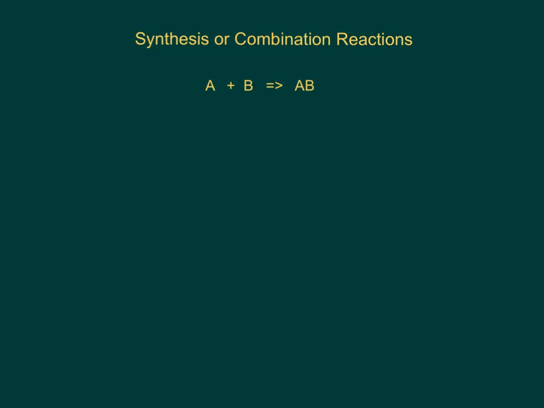One type of reaction are called synthesis or combination reactions. This is when you take one or more elements or compounds and you make a single product. Okay? You always make one single product. The reactants could be compounds or elements, but you always end up with one single compound as a product.